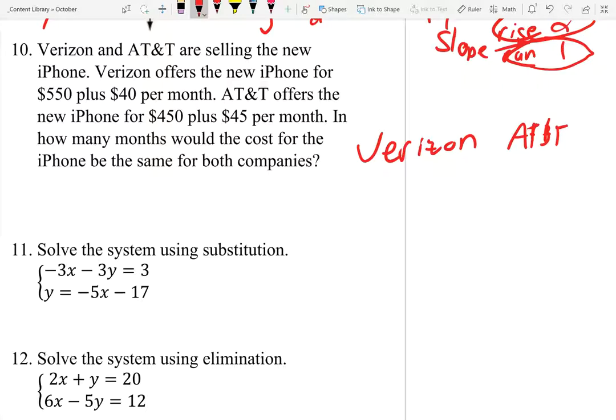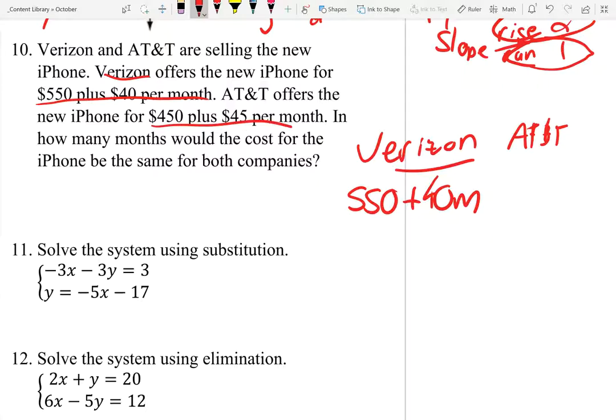Okay, in how many months would the cost be the same for the iPhone for both companies? So what I want to do is write an expression for both of these. Verizon is $550 plus $40 per month. So for Verizon, it's $550 plus 40M.